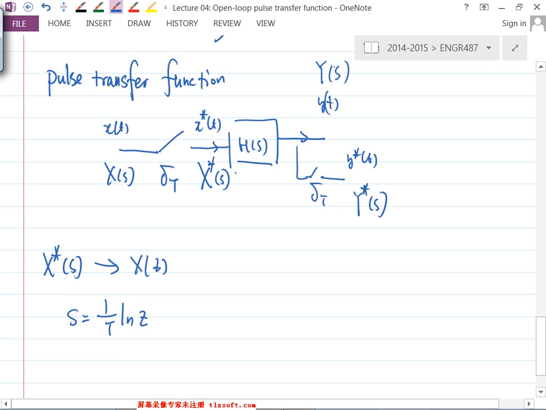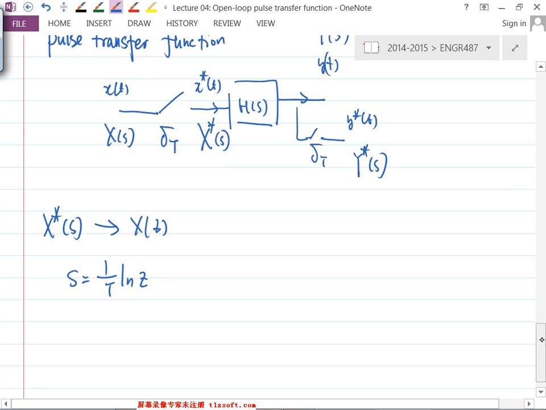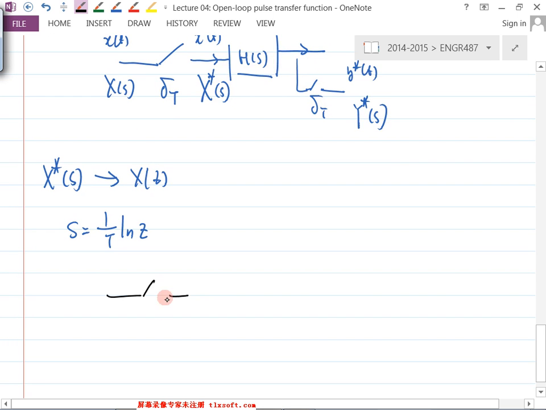Let me relate this to an actual system, and give you an example here. This impulse sampler in an actual system, what could that be? It could actually just be a simple analog to digital converter, right?